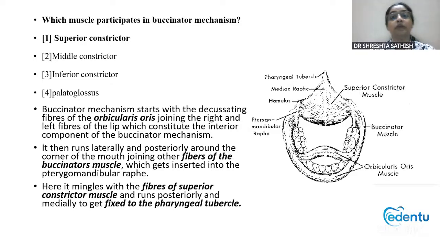So here the answer would be your superior constrictor. Okay, which of these muscles participates in it? There are only three main muscles which participate in your buccinator mechanism: orbicularis oris, buccinator, and superior constrictor.